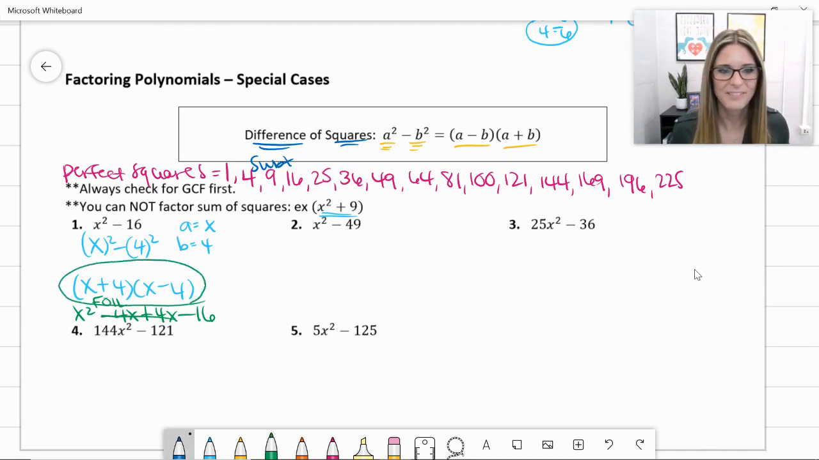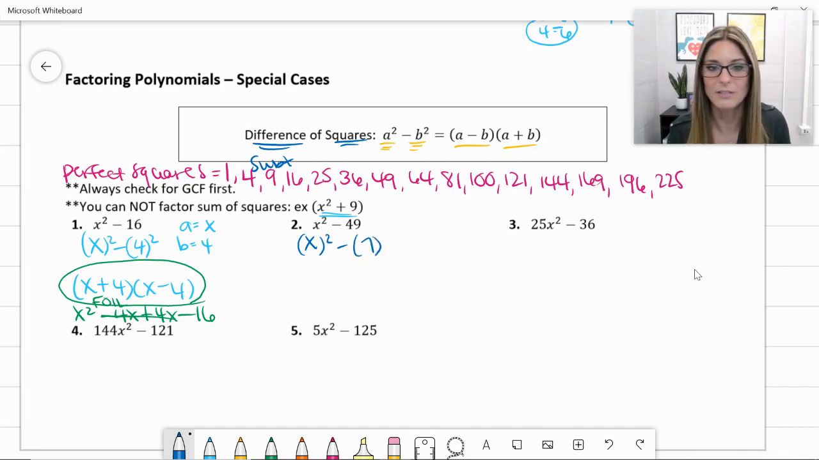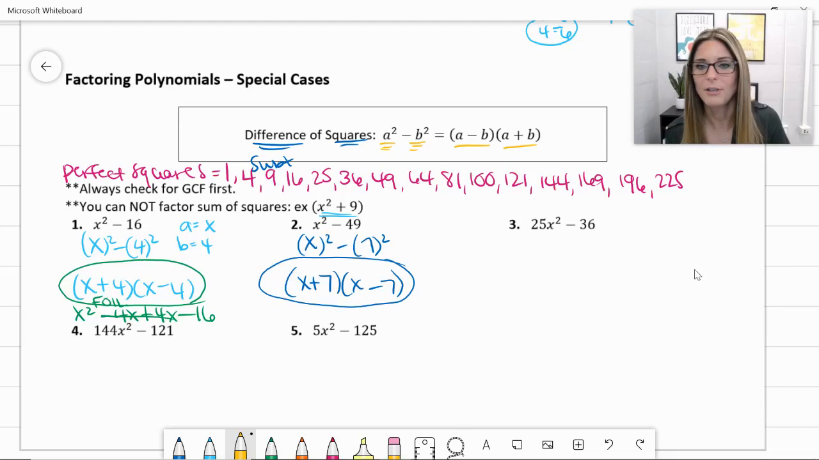Let's do it again. Number 2, x squared minus 49. Look for a GCF. Check and see if these are perfect squares. They are. Our A value here, x squared. So x has been squared, and minus, we have 49, perfect square. The square root of 49 is 7, so 7 was squared. So my factored form is x plus 7, x minus 7. Done.